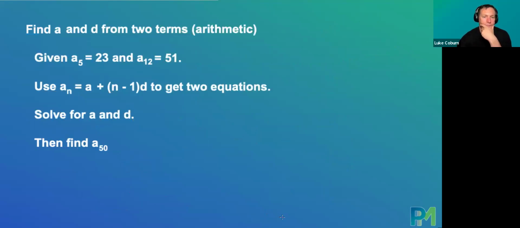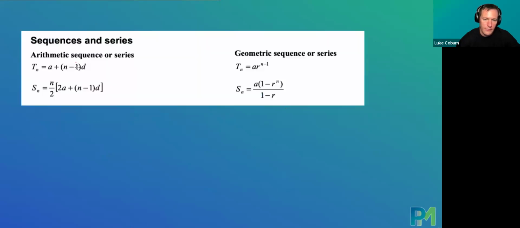Now, another thing that we can be given is an arithmetic sequence where we don't know what the A is and we don't know what the D is. But what we know is that AN is equal to A plus N minus 1 times D. Now, how do we know that? Because we're given it.